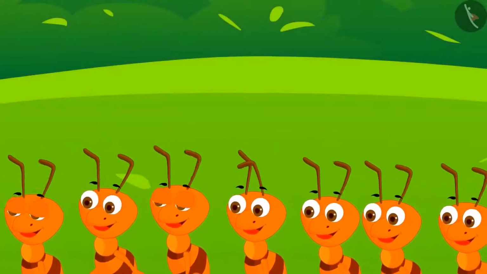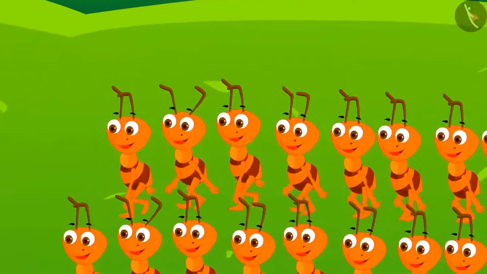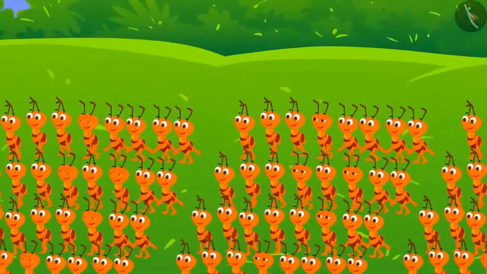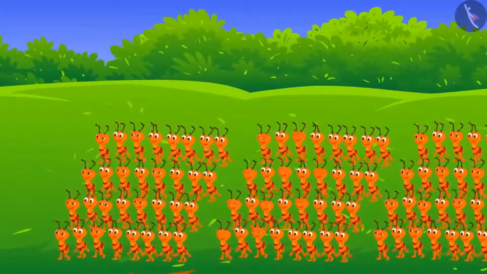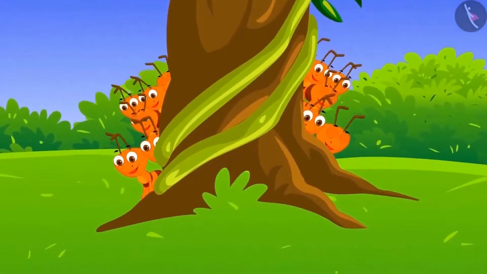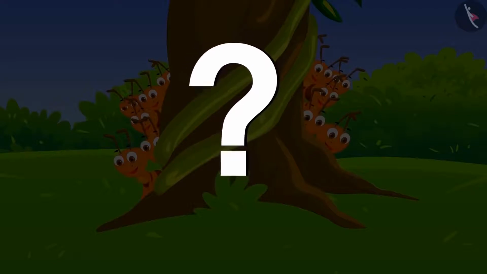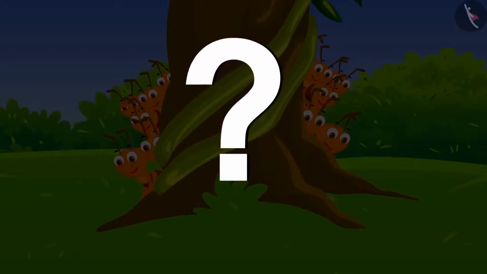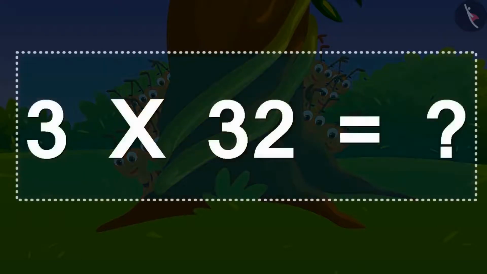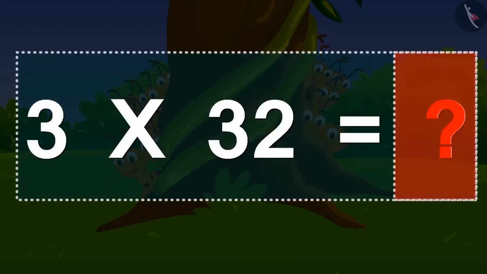Actually, this was a well thought out plan by the ants. They formed 3 groups and each group had 32 ants. All the ants were hiding behind the tree. Can you tell how many ants were there in all? How do we write it in the form of multiplication? 3 times 32 is, but we do not know the multiplication table of 32.